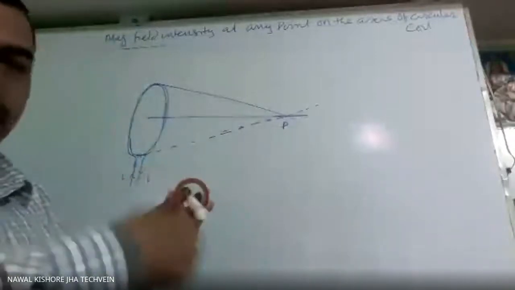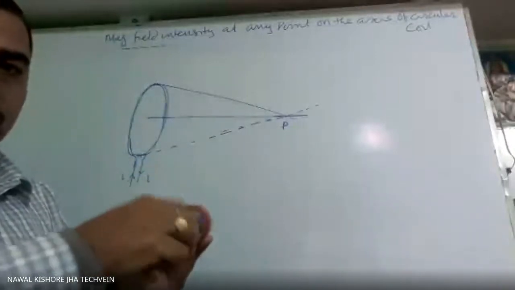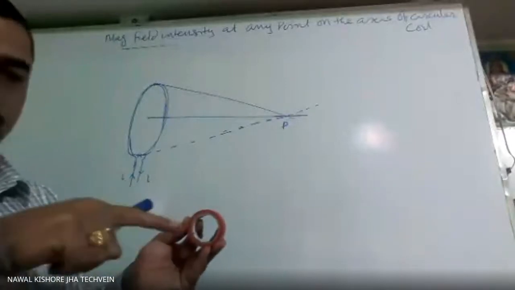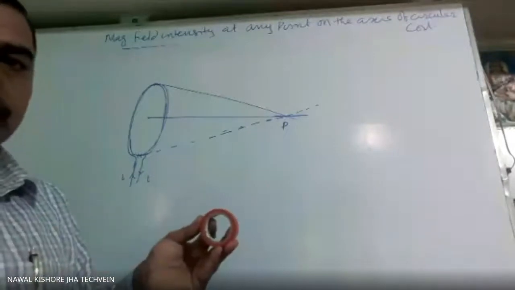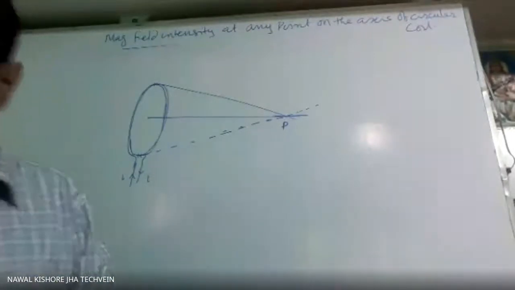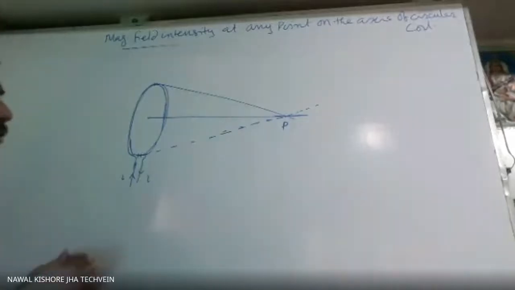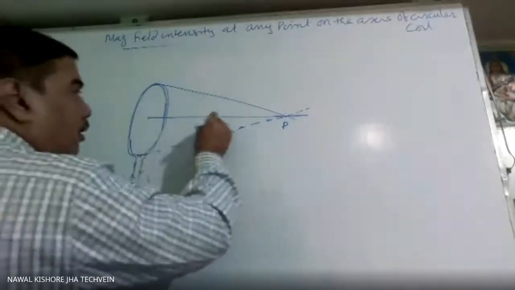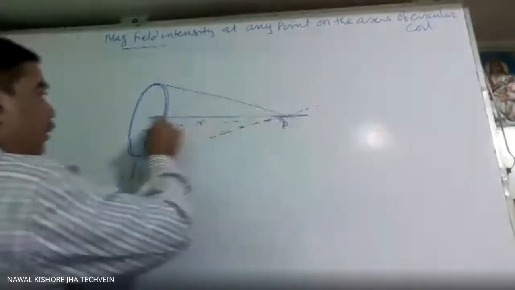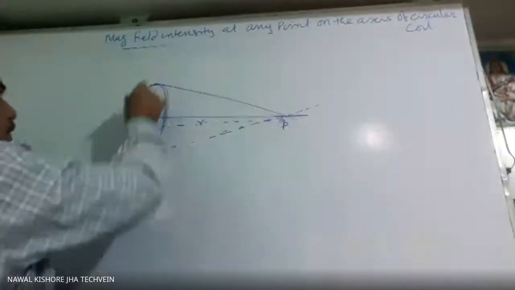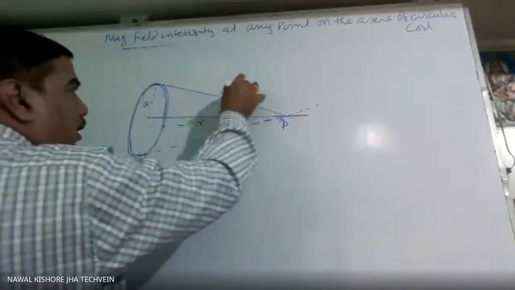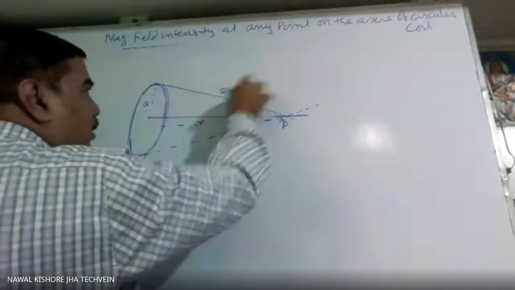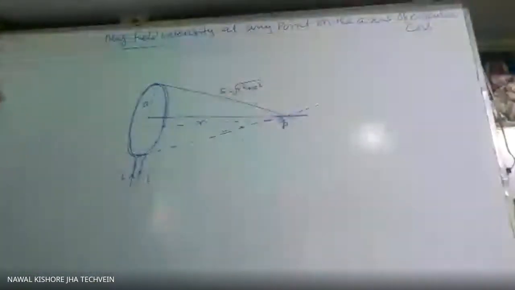Elements are present along this one, and the distance of this particular point P where we are considering will be the same. And how much will it be? If this distance is R and the radius of the coil is A, then this S will become the square root of R square plus A square. Sometimes that S will be given, sometimes R and A will be given.